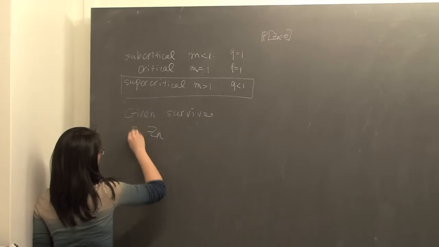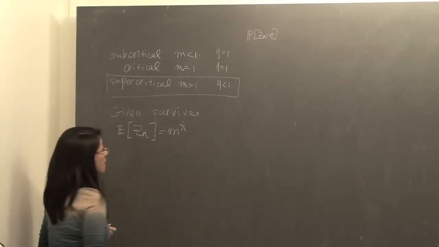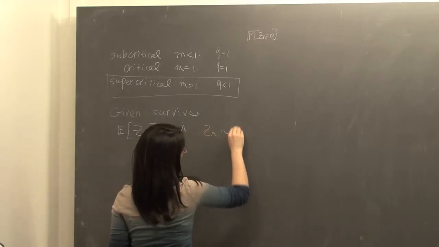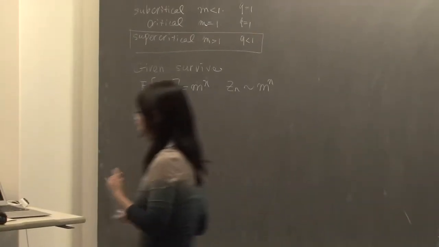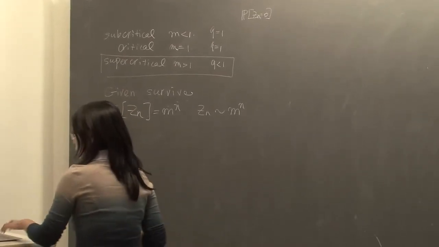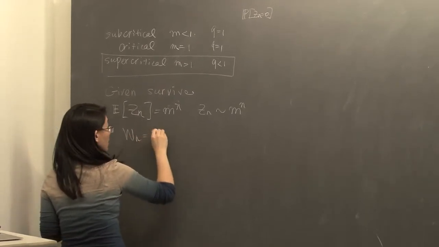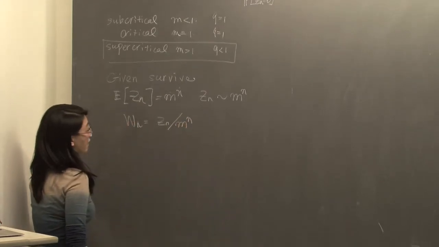We know that the expectation of Zn is m to the power n. So we guess that Zn will increase like m to the power n. And we want to ask whether this intuitive idea is correct. So this introduces the next question: do we have Zn increasing like m to the power n? To answer this question, we introduce another quantity, Wn. So Wn is Zn normalized by m to the power n.